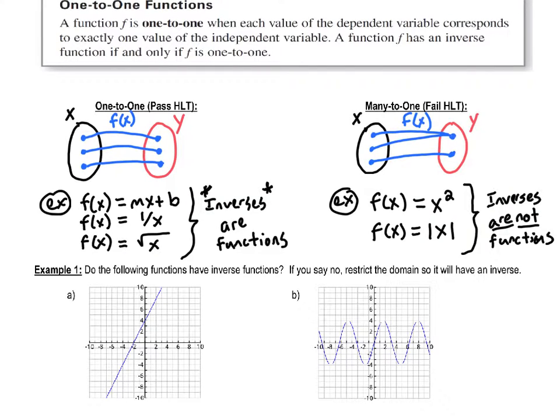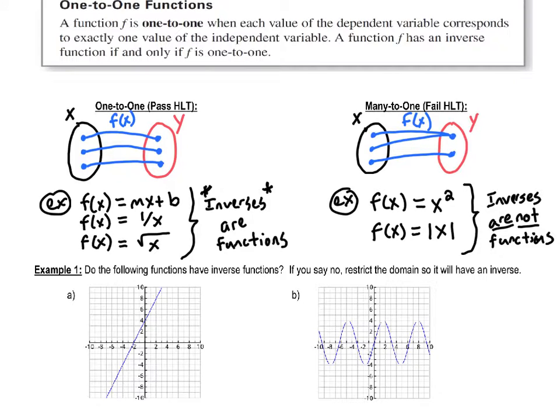So if a function is not one-to-one, then it is many-to-one. And so if you look at the diagram, notice we have two different x's going to the same y value. This is still a function, but because the same y value is being used with two different x's, we call that many-to-one, and this would fail the horizontal line test.